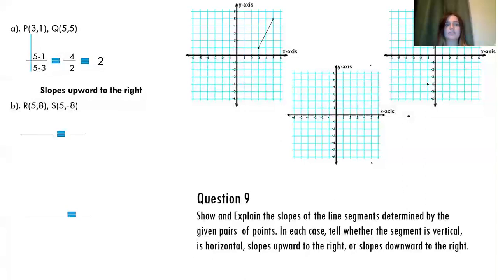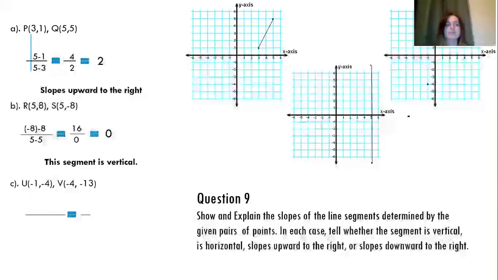So for part B, we have the pairs (5, 8) and (5, negative 8), and we put these into the slope formula. Negative 8 minus 8 over 5 minus 5 equals negative 16 over 0, and anything divided by 0 is undefined, so that means we do not have a slope. And if our slope is undefined, that means that the line segment is going to be vertical.